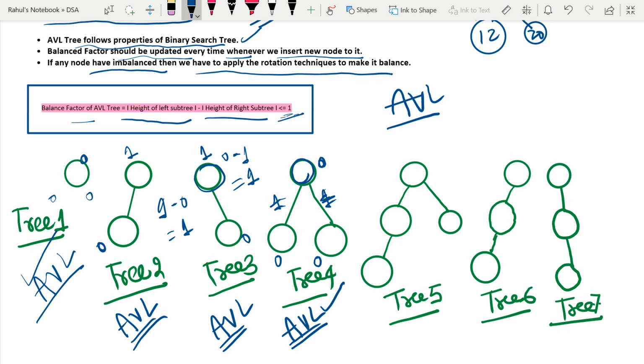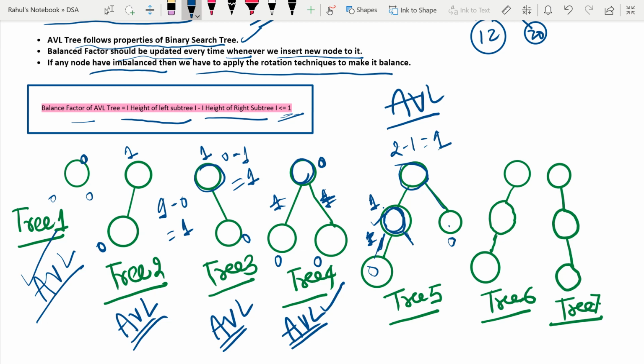Now if you see tree number 5, this is a leaf node, so its balance factor is 0, and this is also a leaf node, so its balance factor is also 0. Now for this node, the height of left subtree is 1 minus the height of right subtree. On the right side nothing is there, so 1 minus 0 is nothing but 1. That is why the balance factor of this node is 1. Now for the balance factor of the root node, the height of left subtree is 2 minus the height of right subtree, which is 1, so 2 minus 1 equals 1.